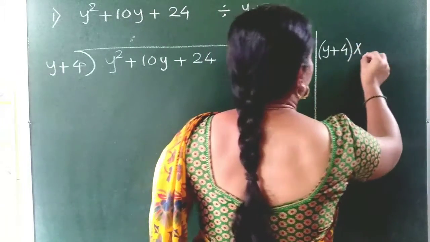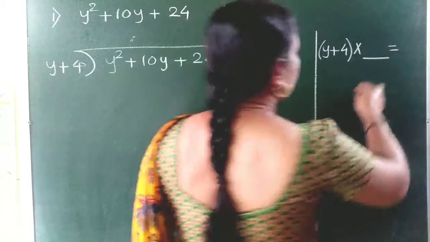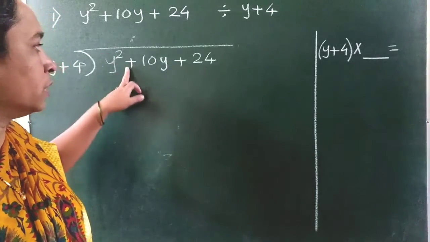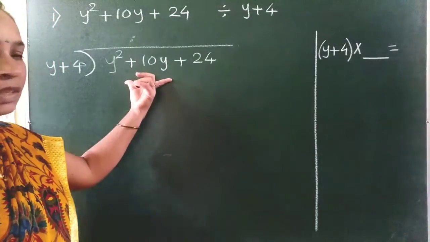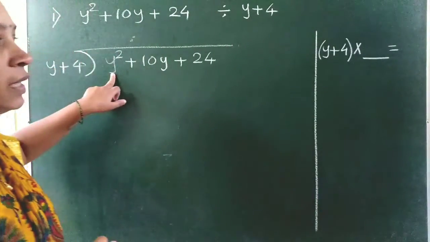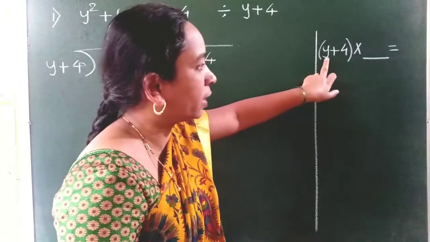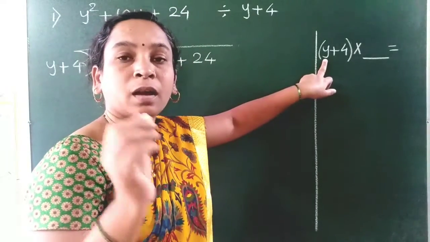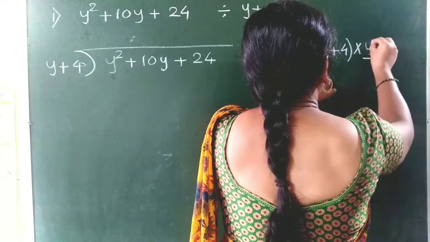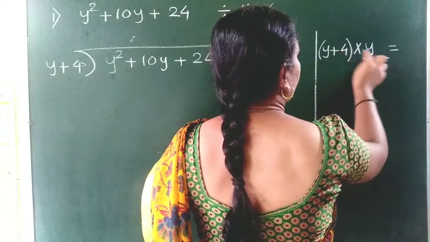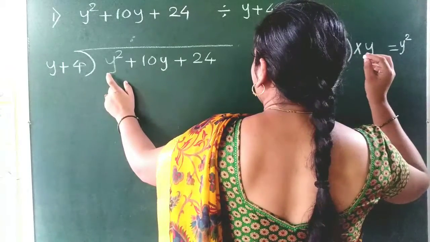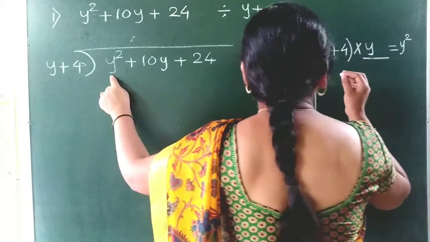Now we take the divisor y plus 4. We have to multiply it by one term so that we get the first term of the dividend. What is needed? I need y square. So by which term should I multiply to get y square? I have to multiply by y, because if I multiply y by y, I will get y square. So the first term matches the first term of the dividend.